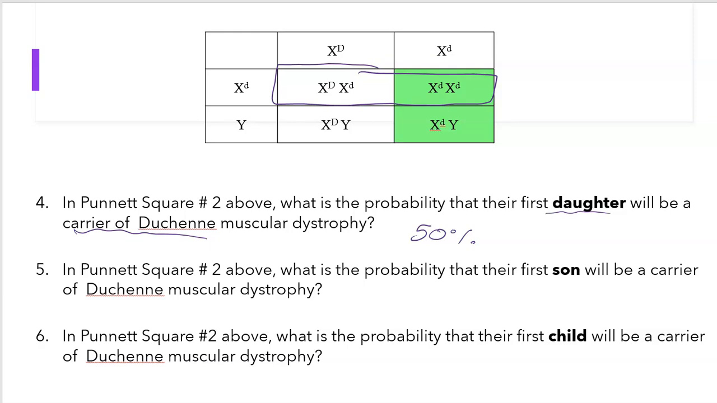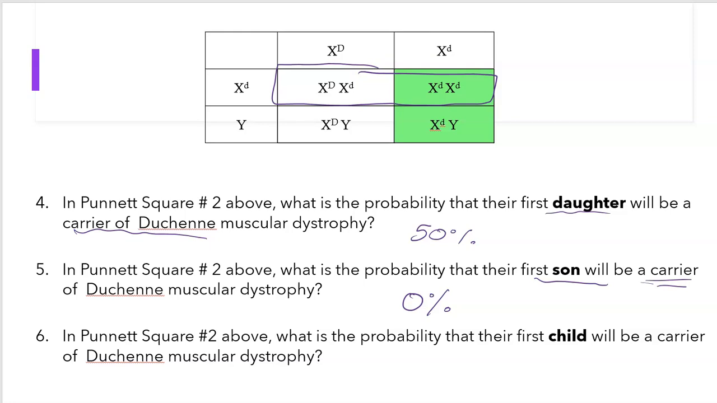In the Punnett square above, what is the probability that their first son will be a carrier? So males are XY, and if you remember, they cannot be carriers. So there's a 0% chance that any male could be a carrier. They only have one copy, so they can't be heterozygous.